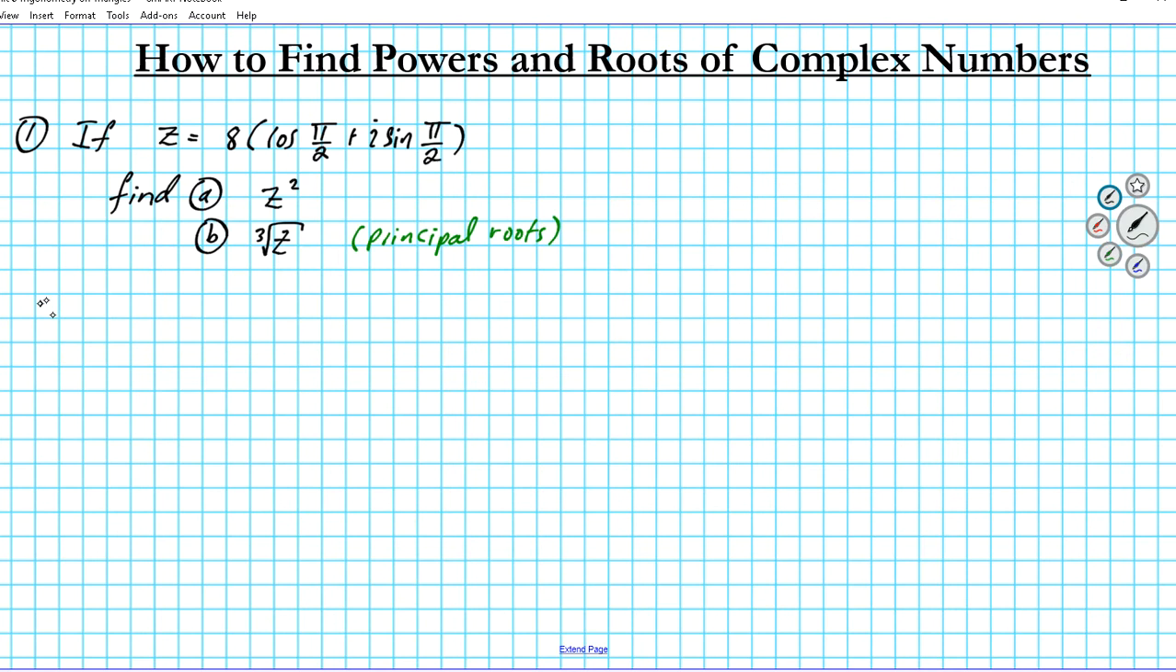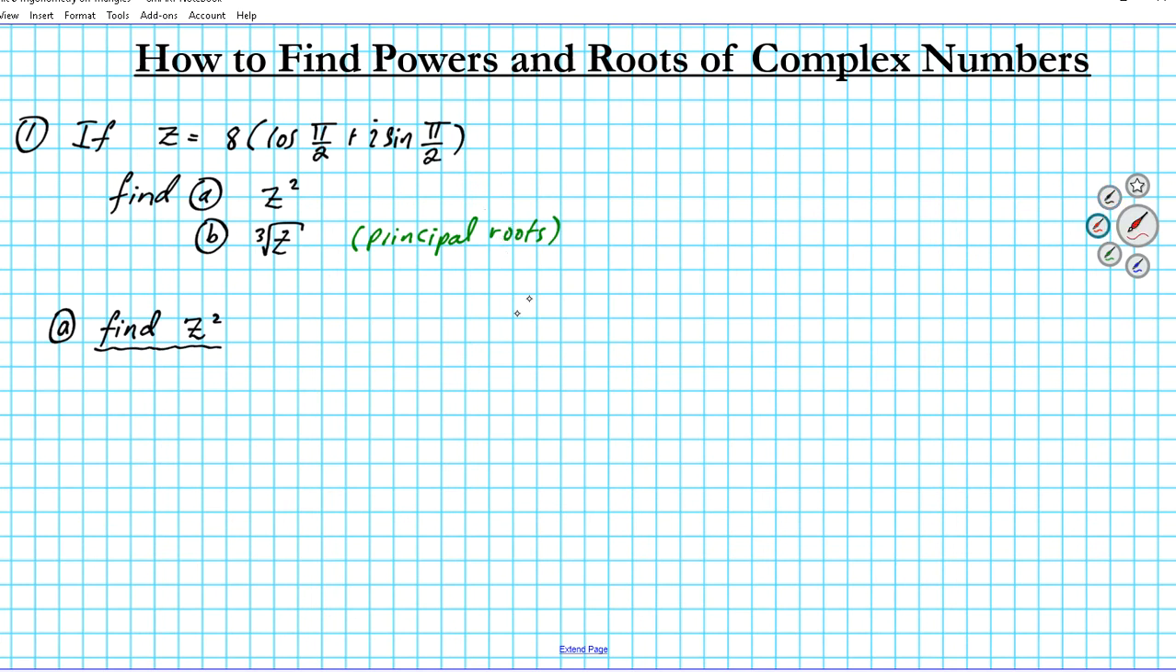All right, let's start with the first part, part A. In part A, we're to find z raised to the second power. Okay, what is this complex number in polar form squared?